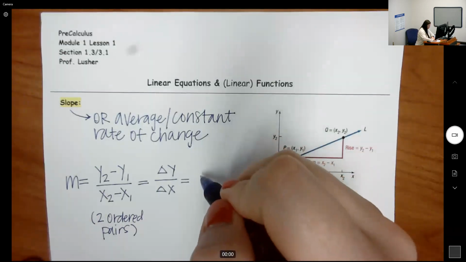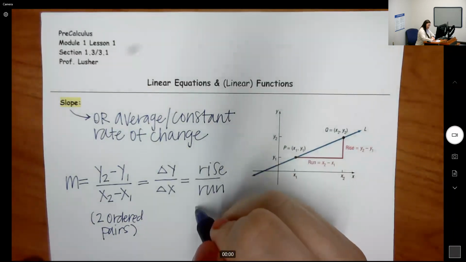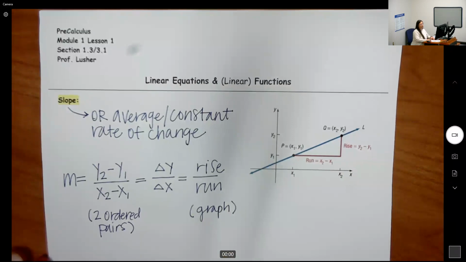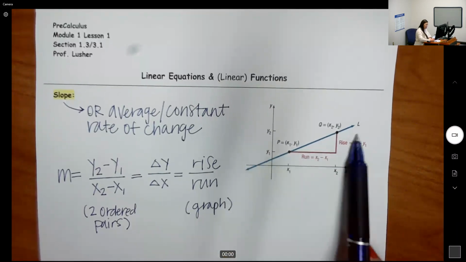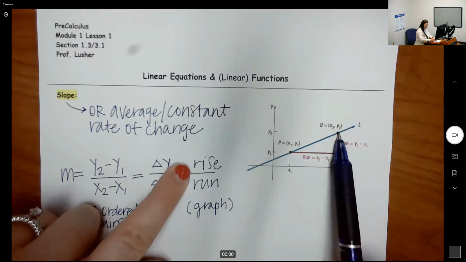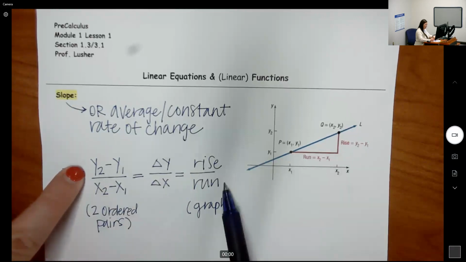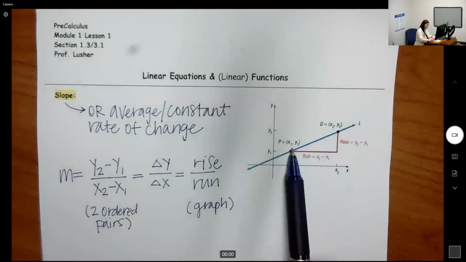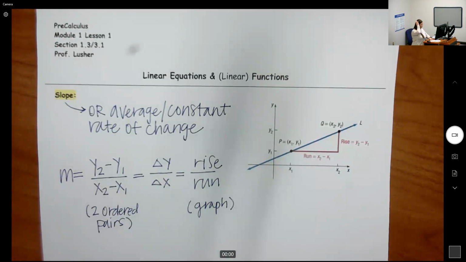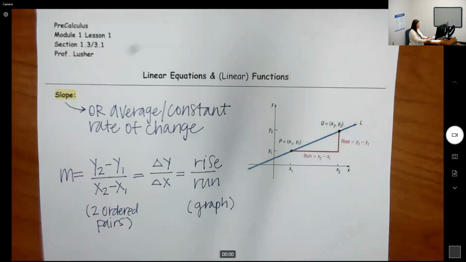And then another one we need to know is rise over run. We will use this when we have a graph or when we are graphing. You can see by my diagram that rise is exactly your change in y, which is y2 minus y1, over the run, which is x2 minus x1, that's your change in x. So we have three different types of slope that we need to talk about.